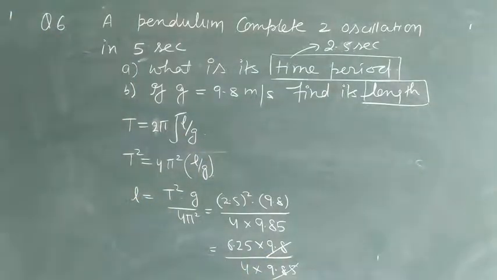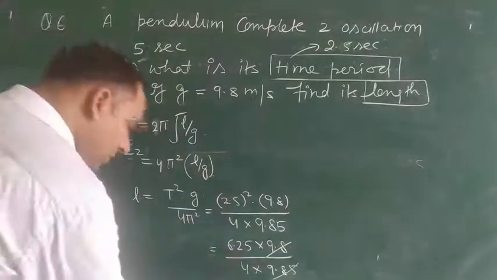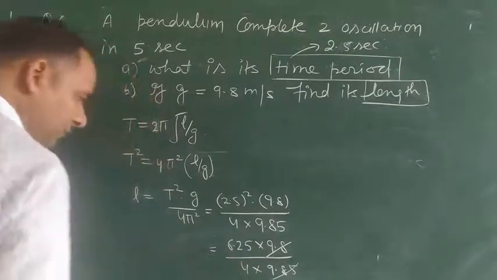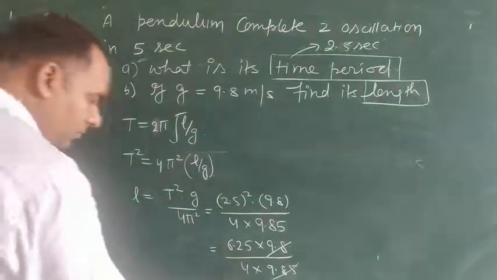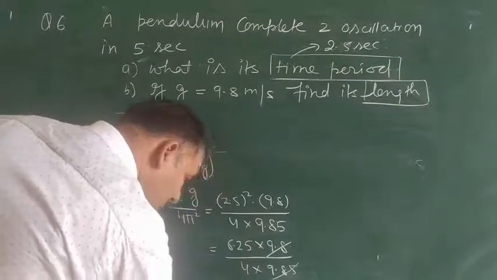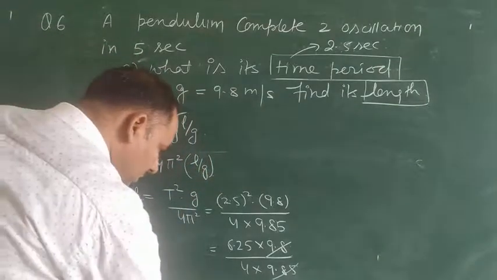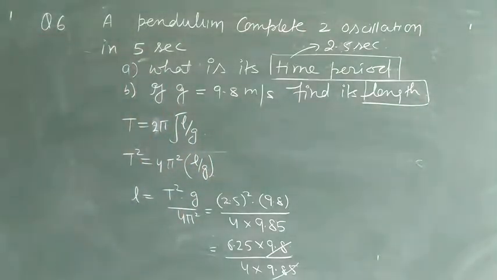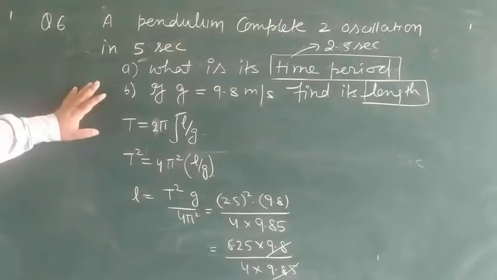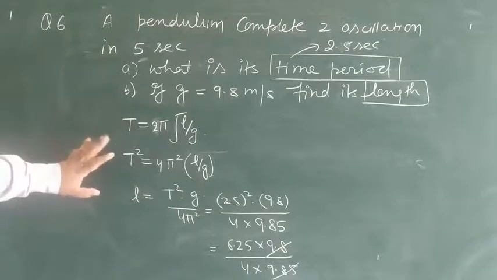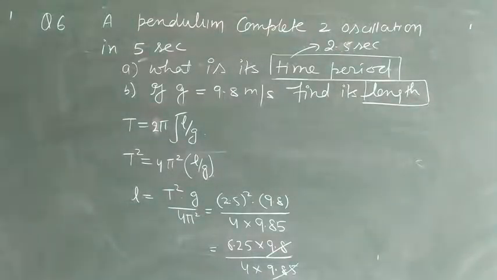Clear? And if we divide this, then what is the value? That is about 5.55, and this is the length in meter. This is the length of the pendulum. So here we first determined the time period of the pendulum and then determined the length of the pendulum. Okay students, thank you.